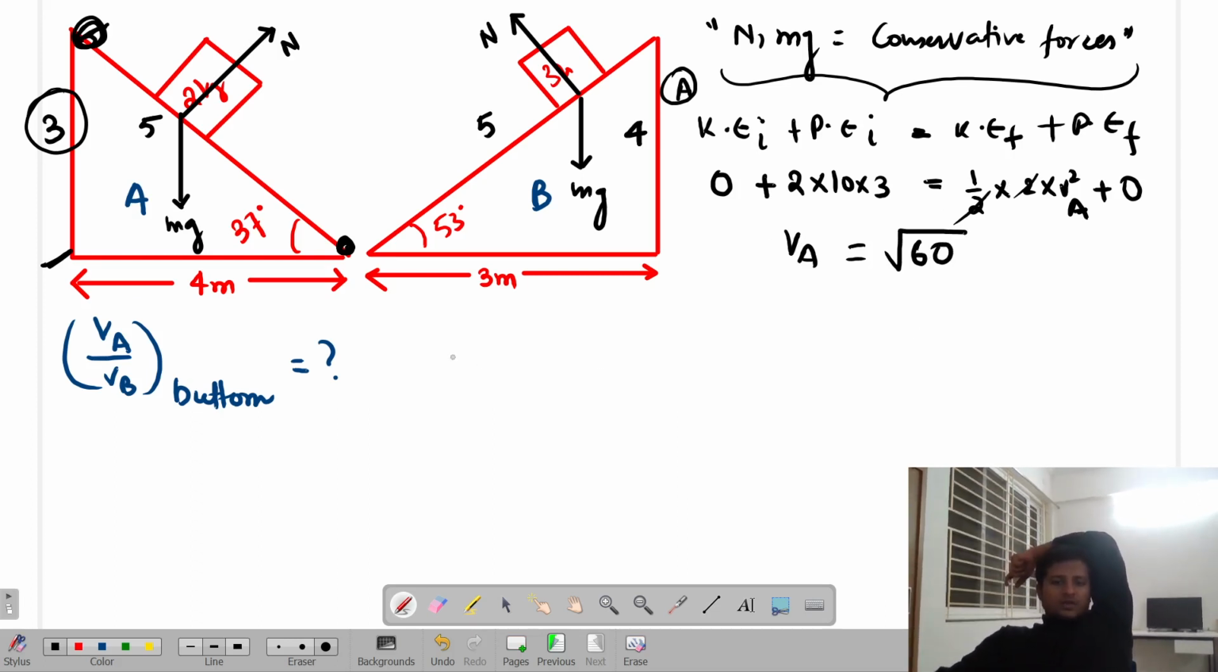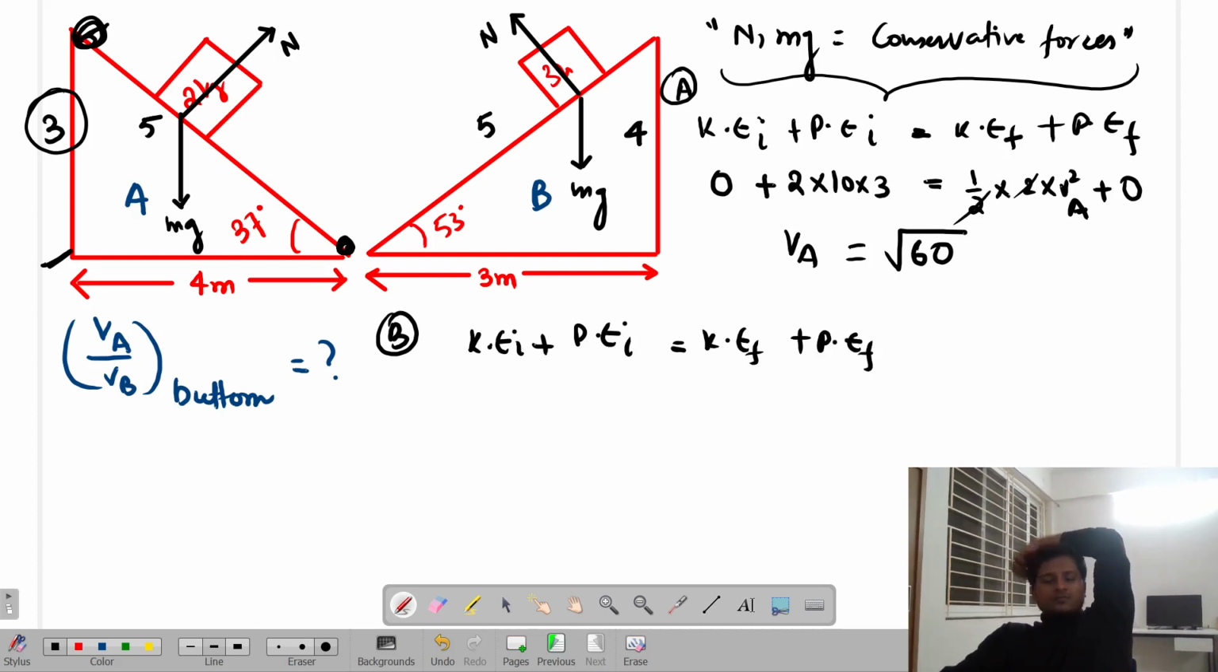Yes. Similarly, if I look for block B, what will happen? Same kinetic energy initial, conservative forces are only there. So kinetic energy initial plus potential energy initial will be equal to kinetic energy final plus potential energy final. Are you able to get me or not?